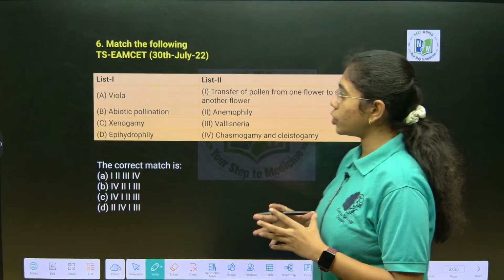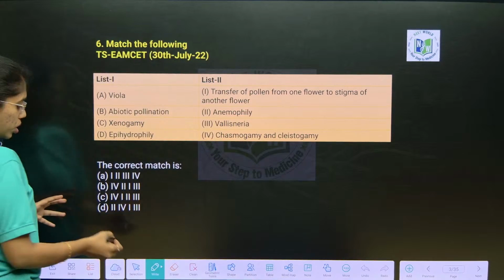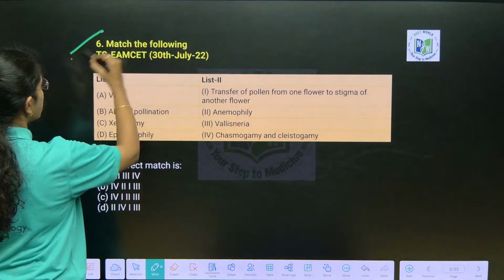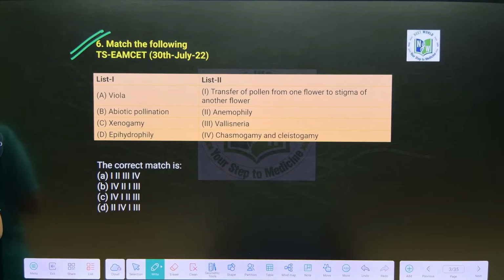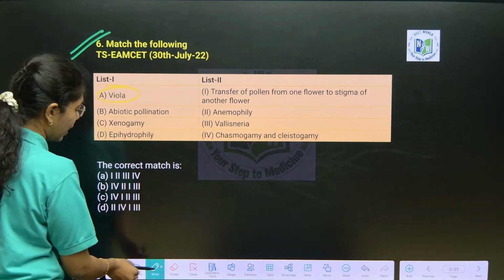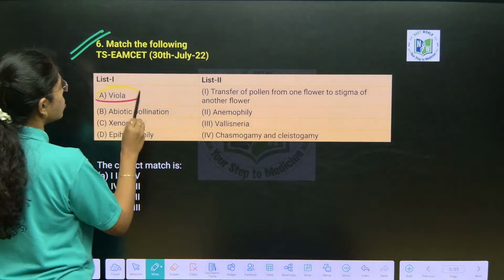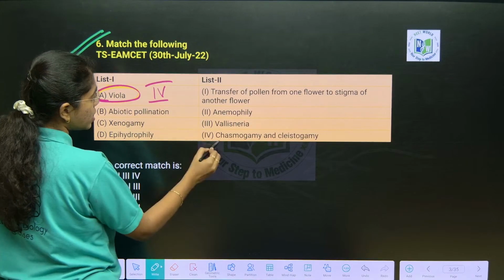So, look at this question beta. This is from pollination, biotic and abiotic pollination. From that area the question is being asked. Just look at this, try to answer. Match the following type of question. So, see here, Viola, common pansy, Commelina and Oxalis. These are the plants which are examples for both cleistogamous flowers and chasmogamous flowers. So, A we can take the option as 4.